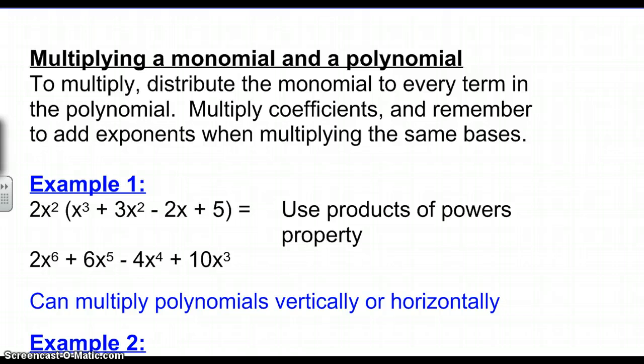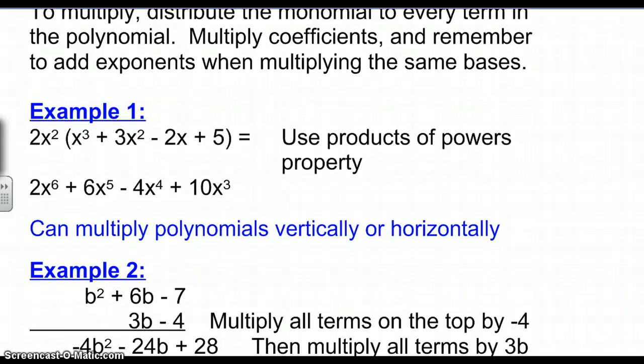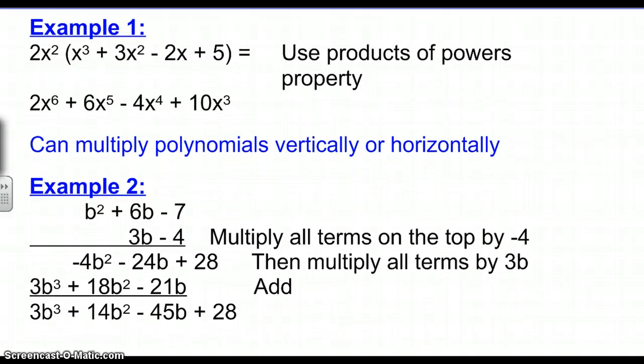Now you can multiply polynomials vertically or horizontally. Normally I do it horizontally, but maybe you would want to do it vertically, so we're going to take a look at that. In example 2, we have b squared plus 6b minus 7, and we're going to multiply it by 3b minus 4. First you're going to multiply all the terms in the top row by negative 4. So we get negative 4b squared minus 24b plus 28. And then we're going to multiply all the terms in the top row by 3b. So we get 3b cubed plus 18b squared minus 21b.